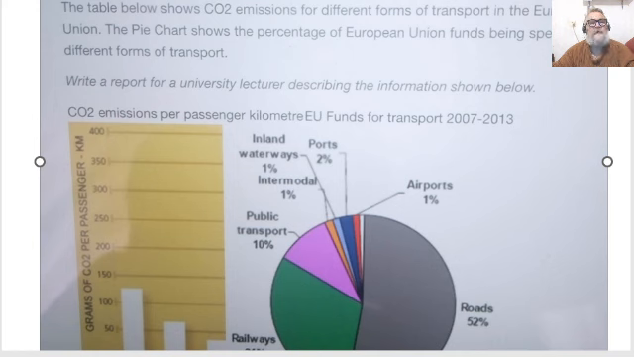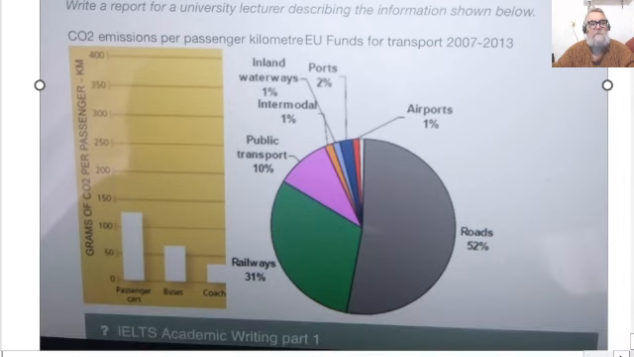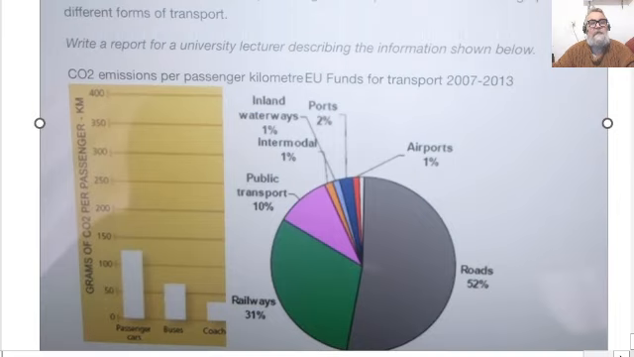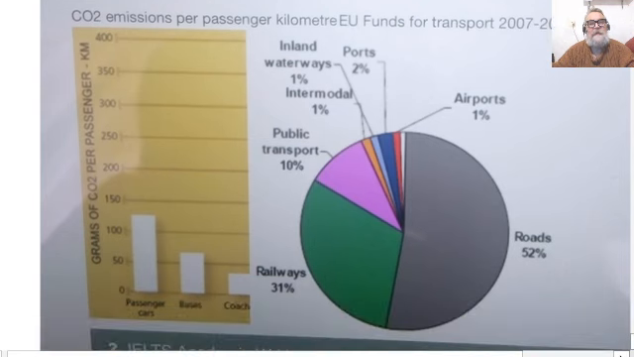The pie chart, this one, shows the percentage of European Union funds being spent on different forms of transport. Write a report for a university lecturer describing the information shown below. And the pie chart, this circle, is the EU funds for that between 2007 and 2013. So we've got airports 1%, ports 2%, inland waterways, intermodal, public transport, railways and roads.